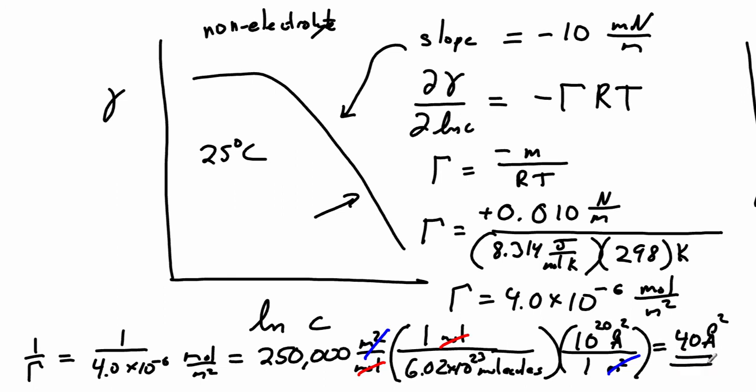So that's giving us how much space each surfactant molecule has when it moves around on the surface. So it's sort of giving us an idea of what the molecular picture is once we've figured out how many excess surface molecules are at the surface.